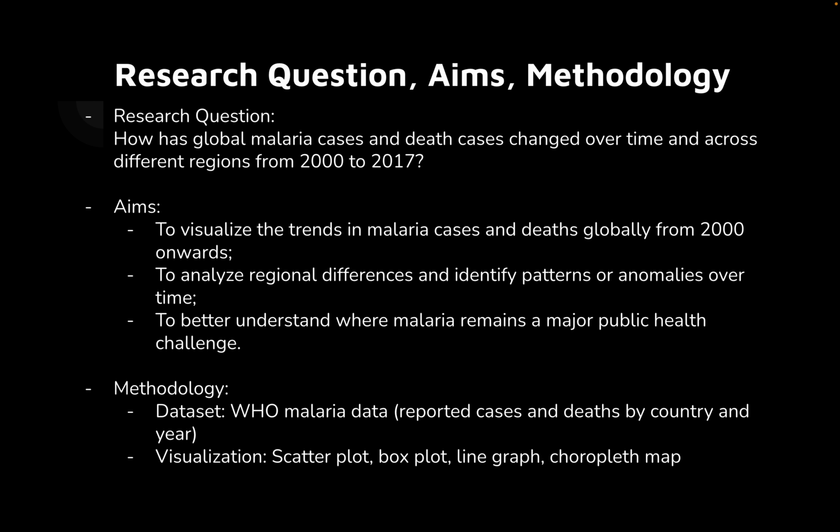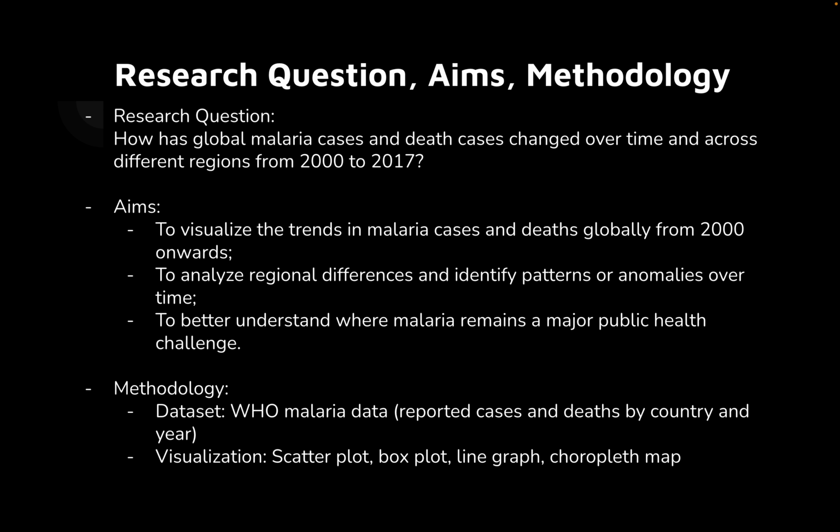So our research question is, how have global malaria cases and death cases changed over time and across different regions from 2000 to 2017? Our aims include to visualize the trends in malaria cases and deaths globally, to analyze regional differences and identify patterns or anomalies over time, to better understand where malaria still remains a major public health challenge.